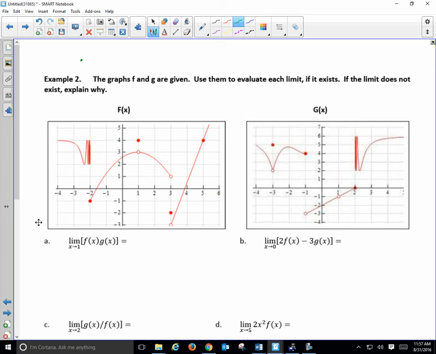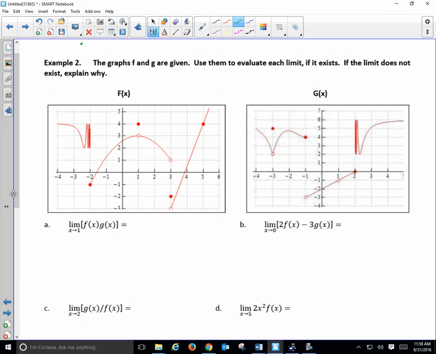Okay, let's do it. The graphs of f and g are given. Use them to evaluate the limit if it exists. If it does not exist, explain why. Here we go. Instead of being given the limit, we have to find the limit. What is the limit as x approaches 1 of f of x? You tell me. I approach 1, and I get 3. Divided by, now I'm going to approach 1 for g, and I get negative 1. It's not the function value, it's the limit. f of 1 is 4, but the limit as x approaches 1 is 3.